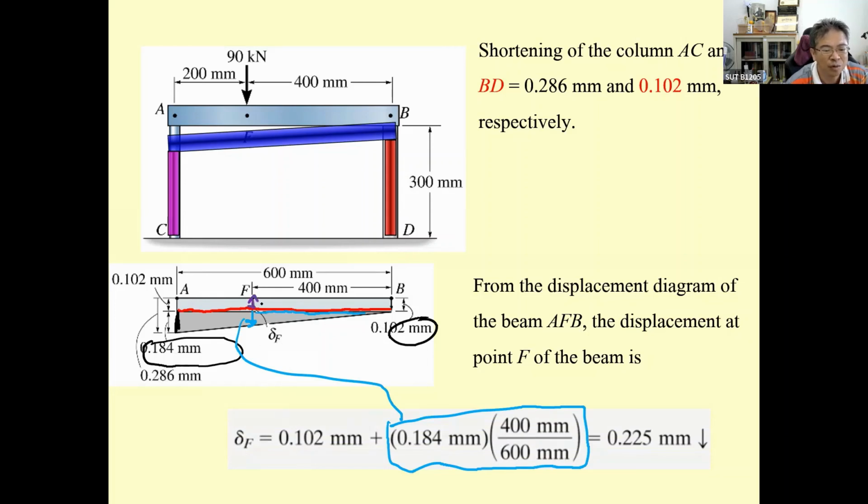You got to put this one into 0.102, and you get the delta sub F to be 0.225. This one is going to be 0.225. This one going to be 0.102 millimeter, okay? And this one is going to be 0.286 millimeter. You will understand the problem like this. Okay, that is the end of my lecture for today.